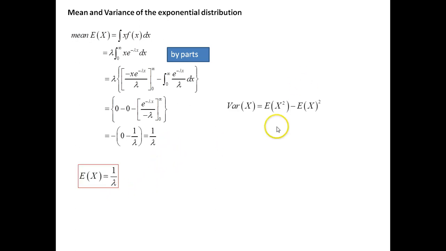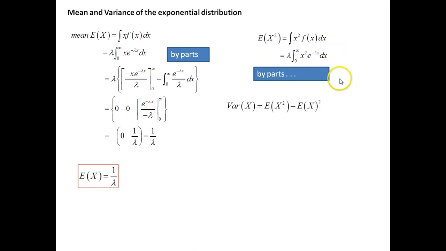My variance, I need E of x squared minus E of x all squared. So E of x squared means I have to multiply the function by x squared and integrate, do that by parts, and so on. Here's one I've done before. So I've got 2 over lambda squared for E of x squared. So E of x squared minus E of x all squared, and I get 1 over lambda squared for the variance. So the mean is 1 over lambda, the variance is 1 over lambda squared.